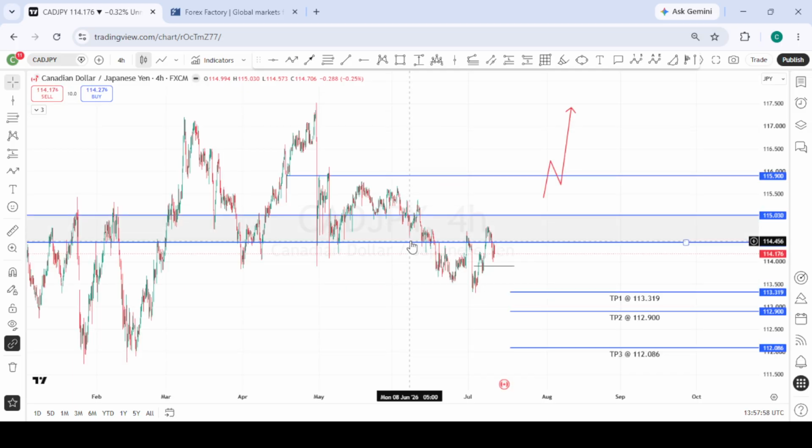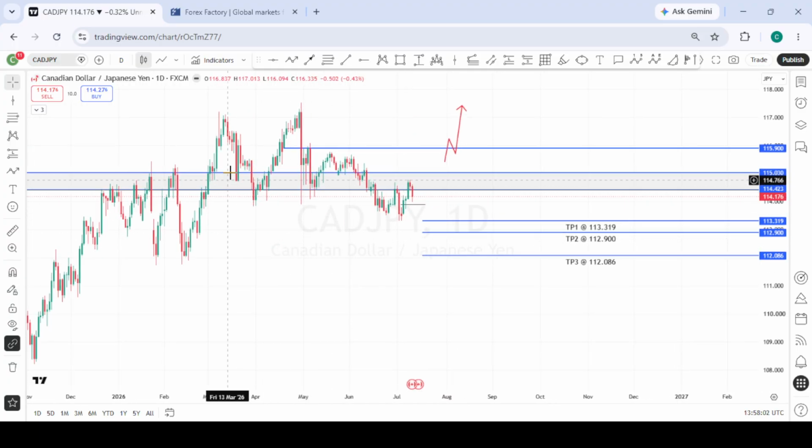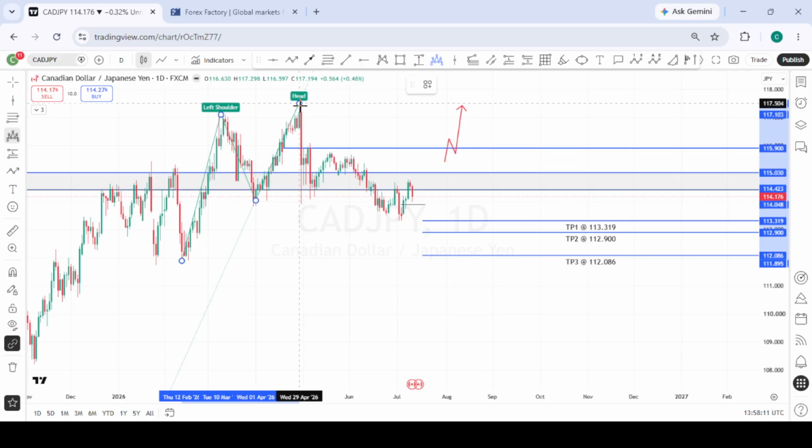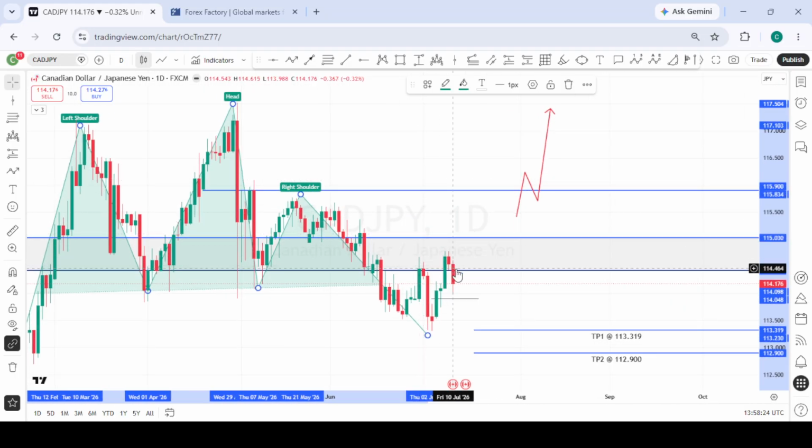This is CADJPY. CADJPY has also retested. This is more like a head and shoulder formation, but it's not very clear. This is the left shoulder, this is the head, this is the right shoulder. It's very small. And then we broke the neckline, and price has now come back to retest the neckline. So we are currently retesting the neckline, and we've seen a nice bearish momentum here.